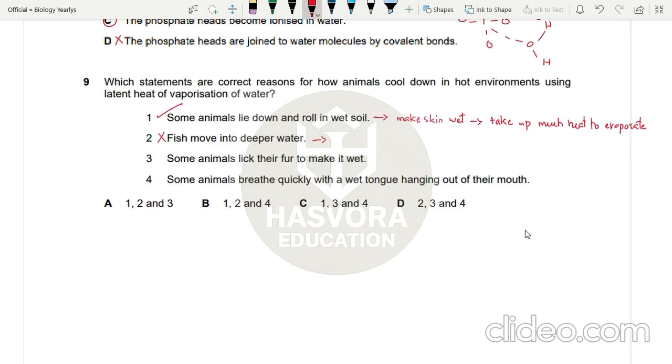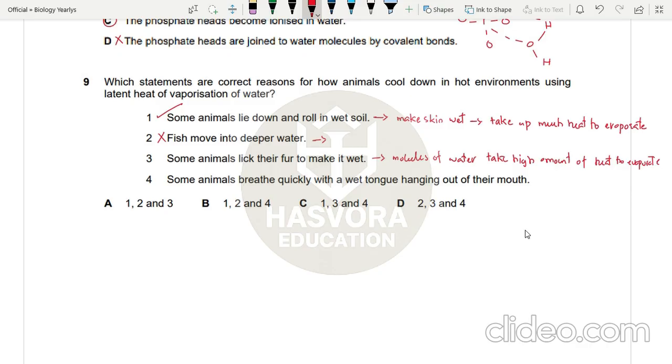Statement 3 says some animals lick their fur to make it wet. If they make their fur wet, what happens? It will be the same effect as if they roll in wet soil. If they lick their fur to make it wet, the molecules of water take a high amount of heat to evaporate. So this will also cause the same effect, and much less volume will be used to remove a high amount of heat energy.